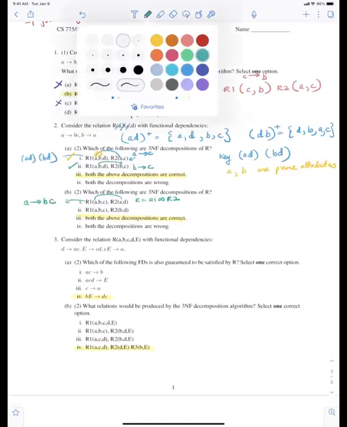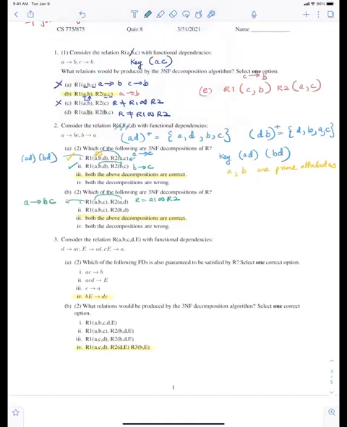So again, let's look at the second option. It's the same thing. In the second one, the connecting attribute is B. So what you're looking at is B goes to AC. So therefore, for the same reasoning, that's the answer, both of these. So actually all 4 of the decompositions are correct. So does anyone have any question on this?